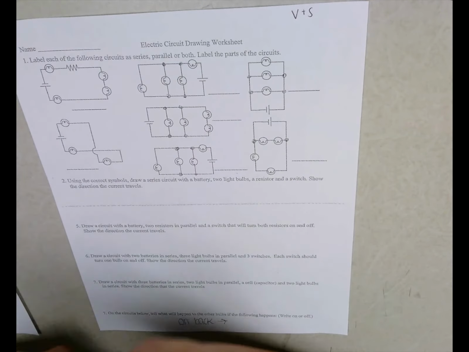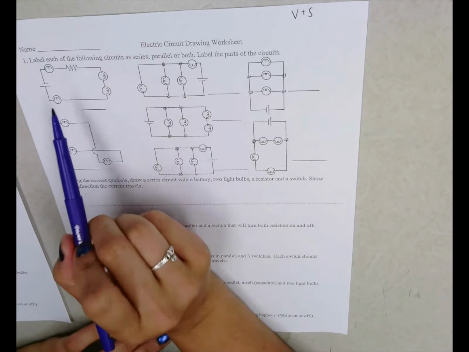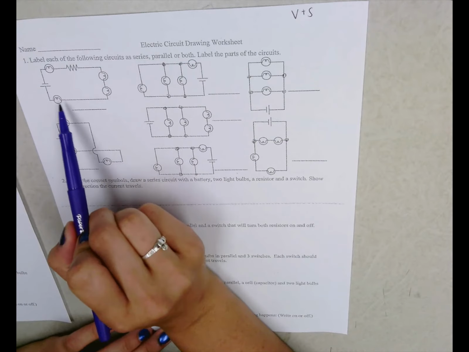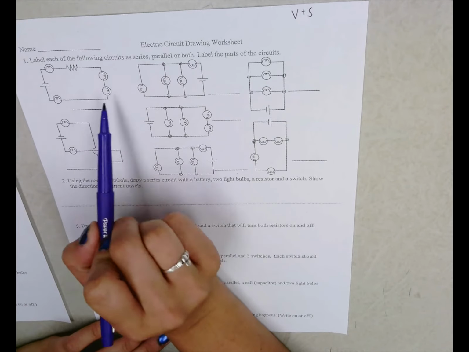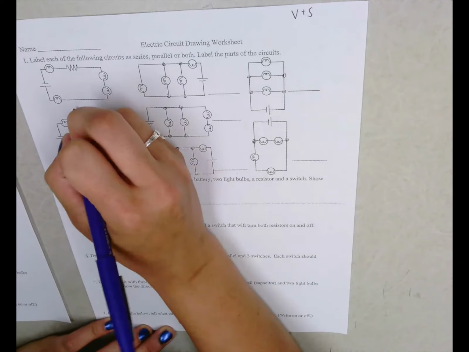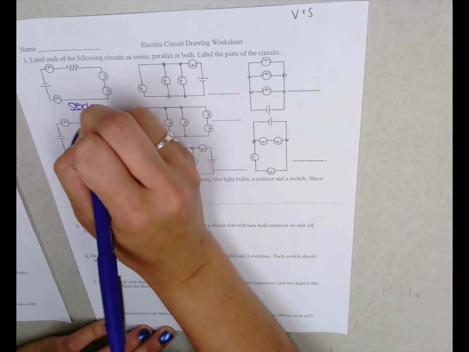Label the parts of the circuit. Well, here, guys, we've got a power source that goes along one path. Because it's going along one path, we know that it is going to be a series circuit.